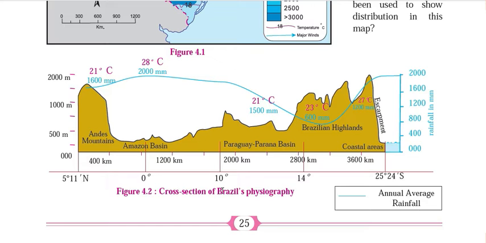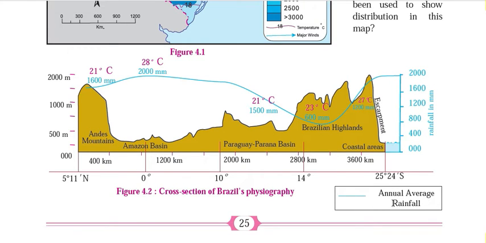Observe this figure, a cross section of Brazil's physiography, and by using this single figure, we can analyze the entire climatic conditions, flora, fauna, and whatnot. So let's discuss this figure. This blue line in this figure shows the annual average rainfall. Here it is the altitude from mean sea level, 500 meter, 1000 meter, 2000 meter, and here rainfall in mm.